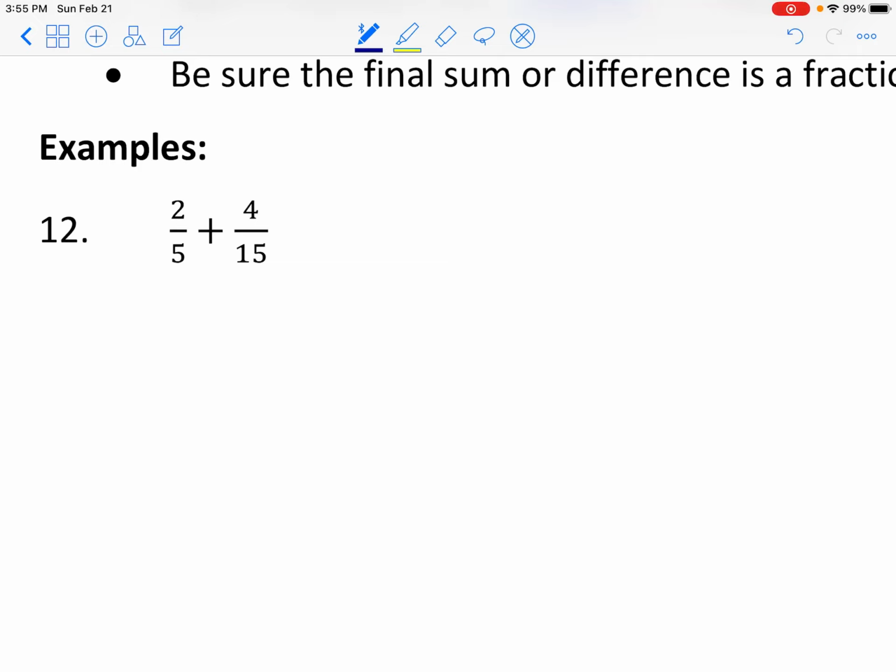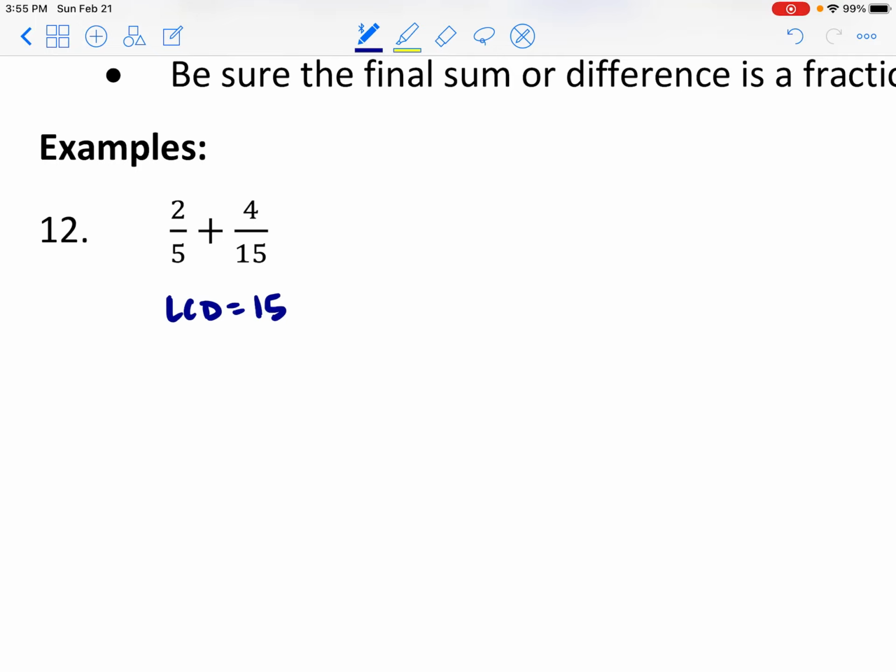So the first thing I need to do is find my least common denominator, which is a common multiple for 5 and 15. So I'm going to use my listing out of multiples, and I'm going to start with the bigger denominator, which is 15, and just start listing them out. Well, 15 times 1 is 15, and I already know 5 goes into that. So my least common denominator here is 15.